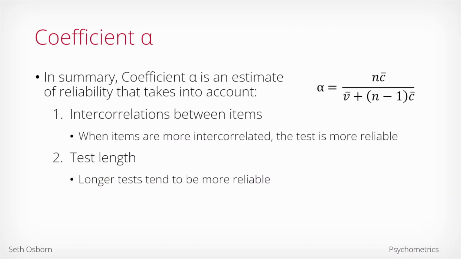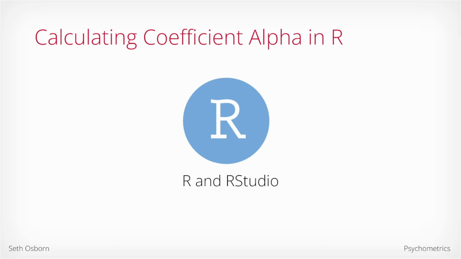Okay, so in summary, coefficient alpha is an estimate of reliability taking into account two things. First, how intercorrelated are the items, where if they're more intercorrelated, the test is going to be more reliable. And also, two, how long is the test, where we understand that longer tests tend to be more reliable, at least assuming that the additional items are all measuring the same construct equally well. Okay, last thing, let's calculate these things in R and RStudio.